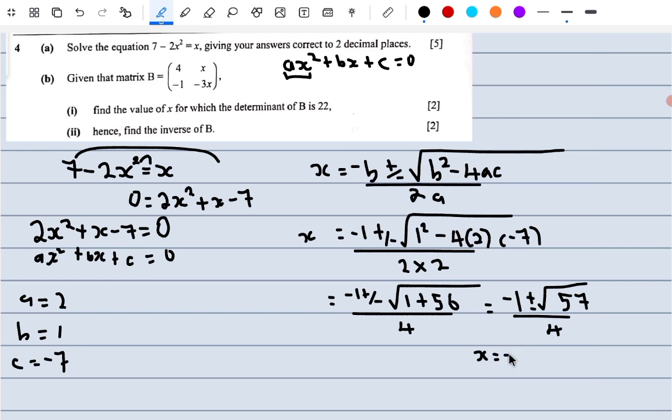At this point, almost done. So it's going to be negative 1, use the plus sign first, over 4. Or you say negative 1, use the minus sign.